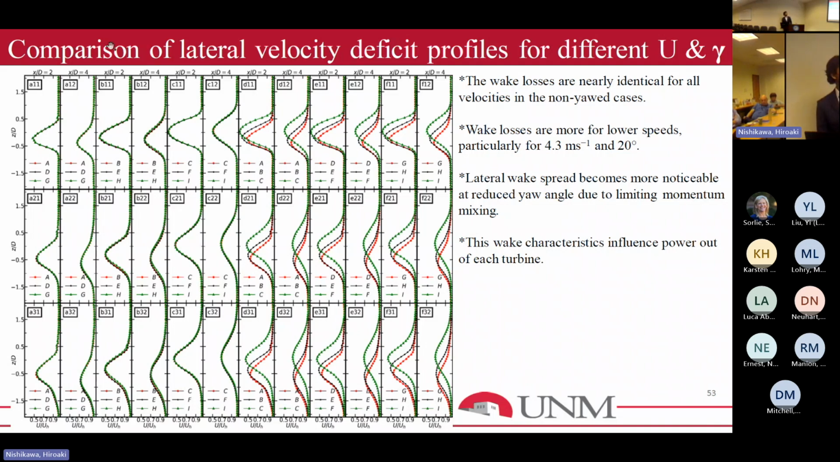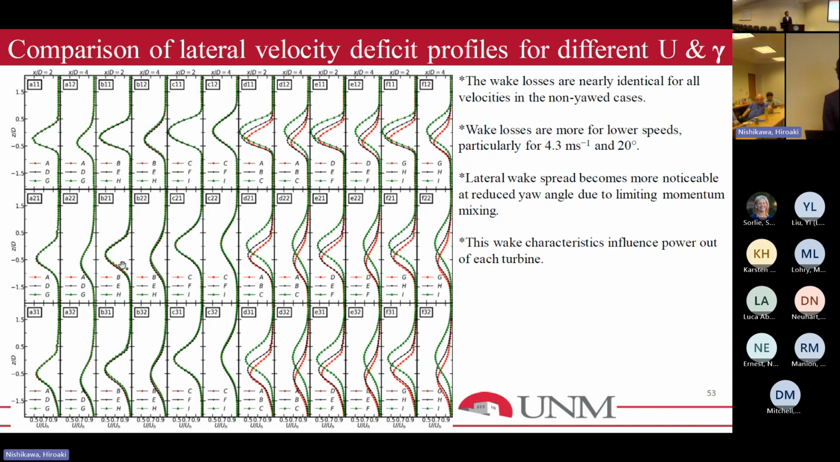So this is one of the important profile comparisons, of the lateral velocity deficit profile for different velocities and yaw angles. One thing to notice here is that for the non-yaw case, this column and this column, we don't see any influence of the wind speed. But for the 20-degree yaw angle, the green line is the lowest velocity, and the red and the black lines are the highest velocity.